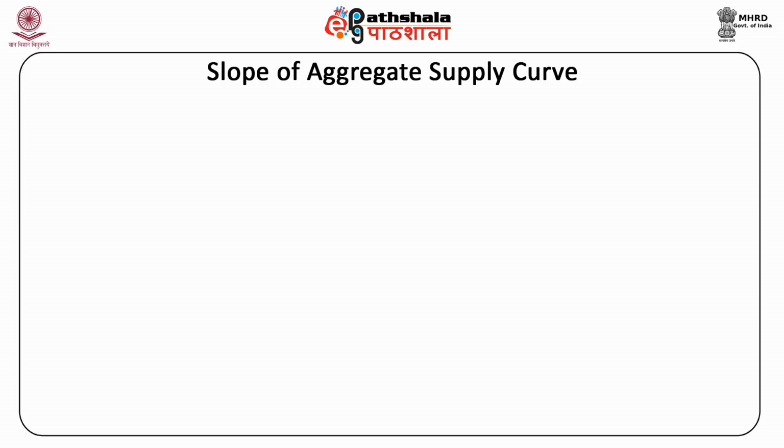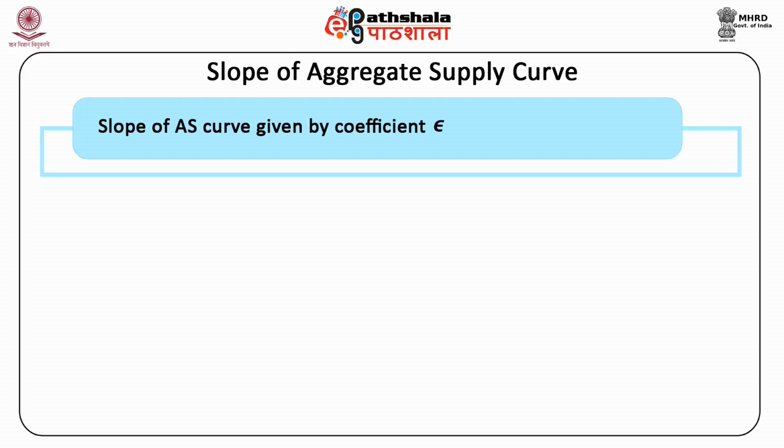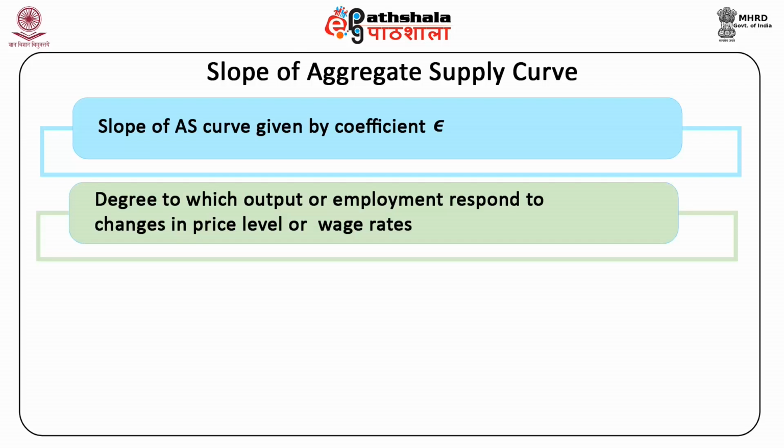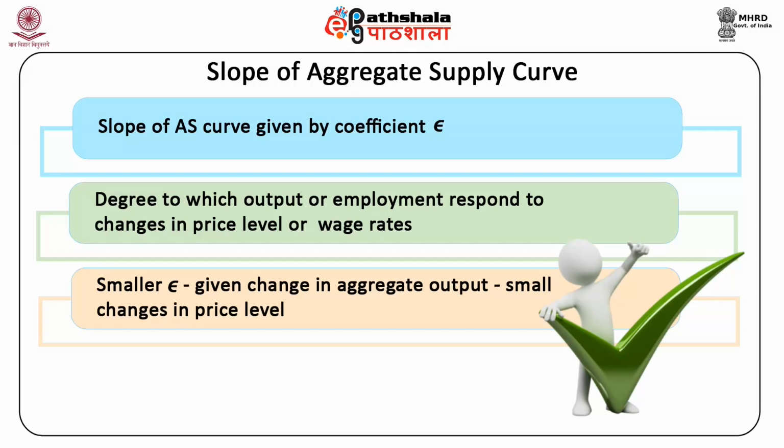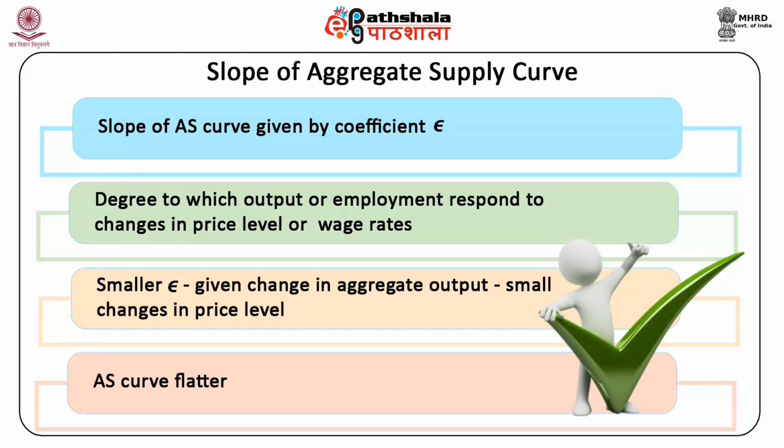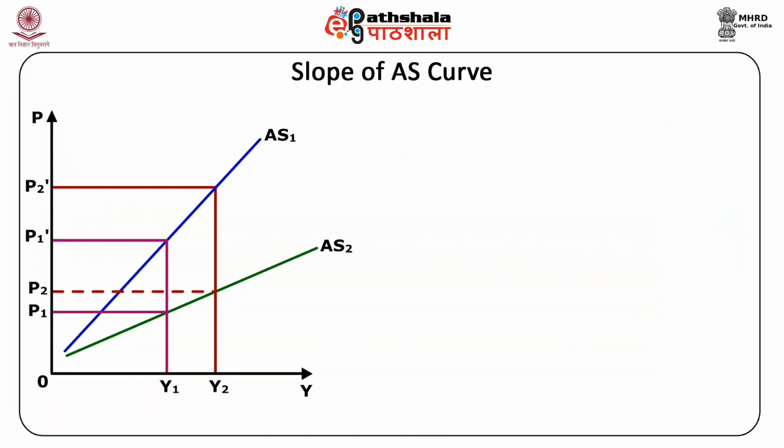As given in the previous equation, the slope of the aggregate supply curve is given by the coefficient epsilon, the degree to which output or employment respond to changes in the price level or the wage rates. Smaller epsilon means that for a given change in the aggregate output or employment, there are small changes in the price level or wage rates. This makes the aggregate supply curve flatter. Consider the figure. AS2 is flatter than AS1.